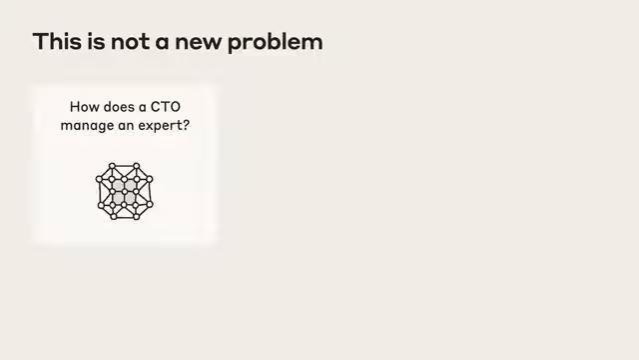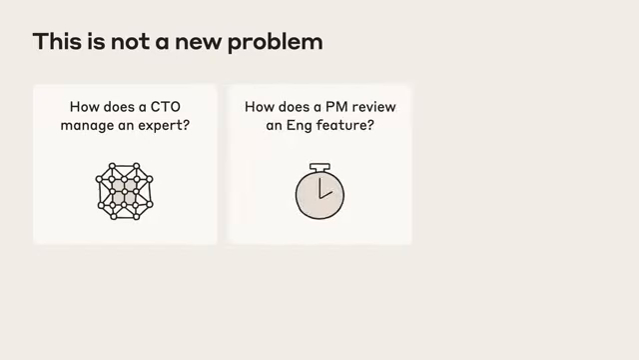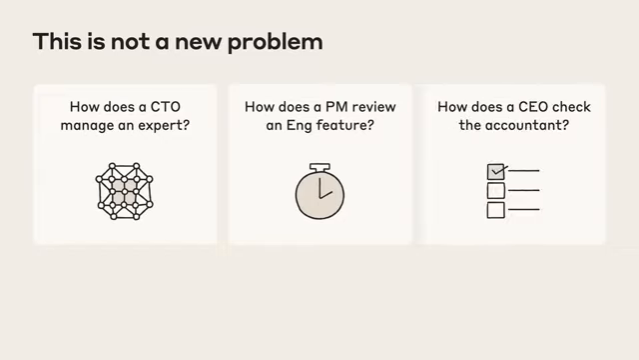And one thing I really want to emphasize is that this is not a new problem. How does a CTO manage an expert in a domain where the CTO is not themselves an expert? How does a PM review an engineering feature when they themselves can't read all of the code that went into it? Or how does a CEO check the accountant's work when they themselves are not an expert in financial accounting? These are all problems that have existed for hundreds or thousands of years, and we have solutions to them.